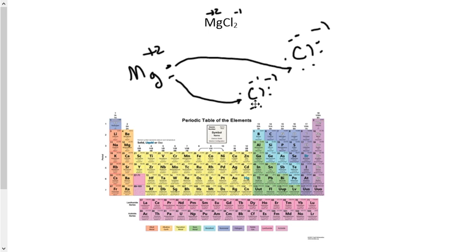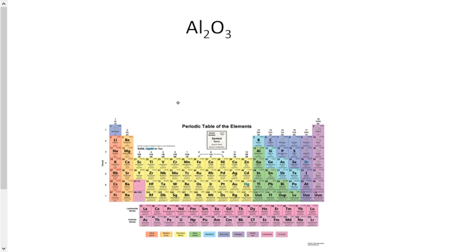Now, of course, this will make a 3-dimensional crystal lattice structure as well, but I'm not going to go through all of the crystal structures today. But just realize there will be some kind of crystal of alternating positive magnesiums and negative chlorines as they're all attracted to each other to make the crystal. Let's do one last compound. Aluminum oxide.